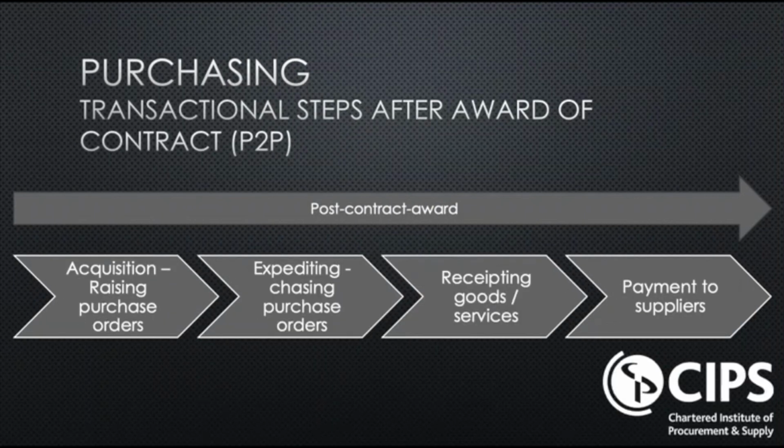Next, let's look at purchasing. Purchasing are all the transactional steps in the procurement process that happens after the award of contract. This is sometimes referred to as the purchase to pay cycle or the P2P cycle.